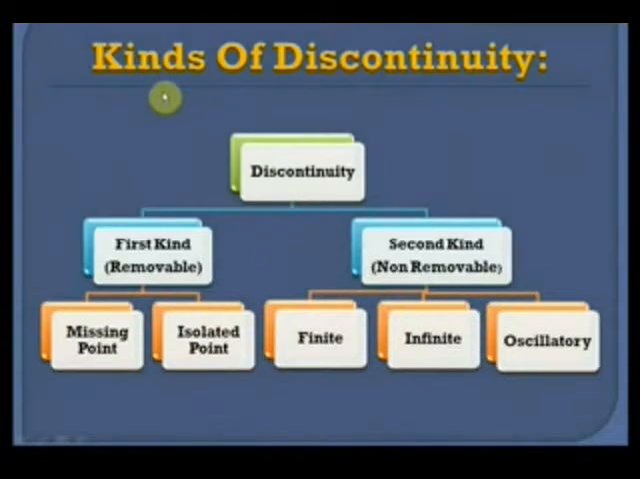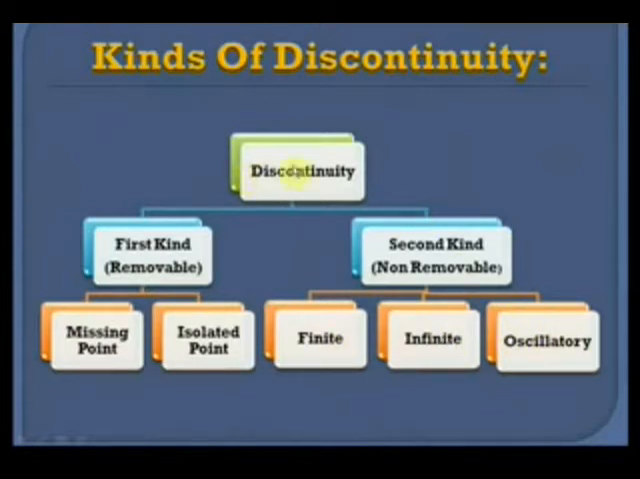Now let's study the different kinds of discontinuity. Discontinuity can be divided into two parts, the first kind and the second kind. The first kind of discontinuity is also called the removable type of discontinuity, and the second kind is called the non-removable type of discontinuity. Further, the first kind can be divided into two categories, the missing point discontinuity and the isolated point discontinuity. And the second kind, the non-removable type, can be further divided into three categories, which are finite, infinite and oscillatory type of discontinuity.